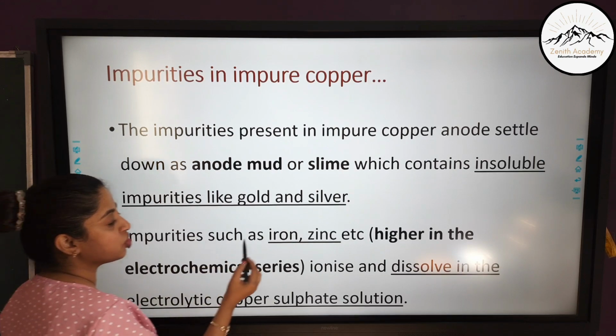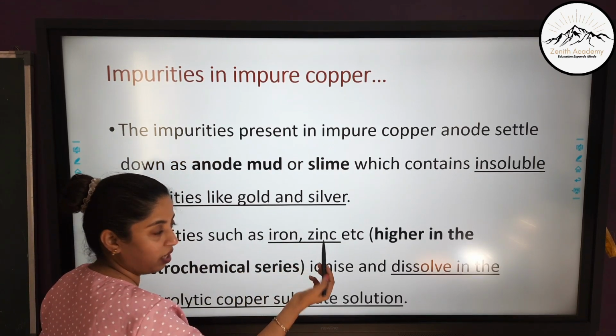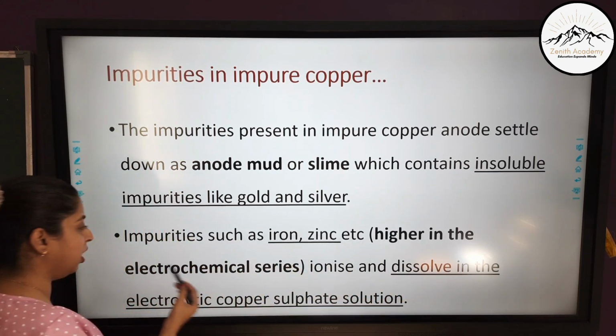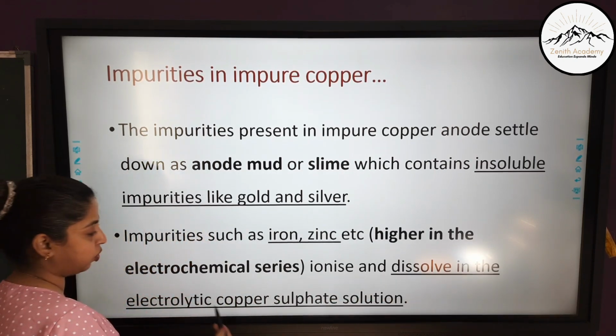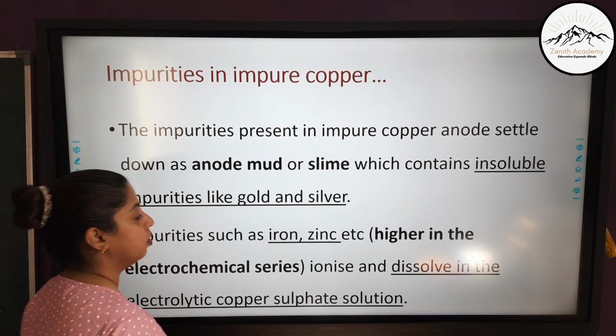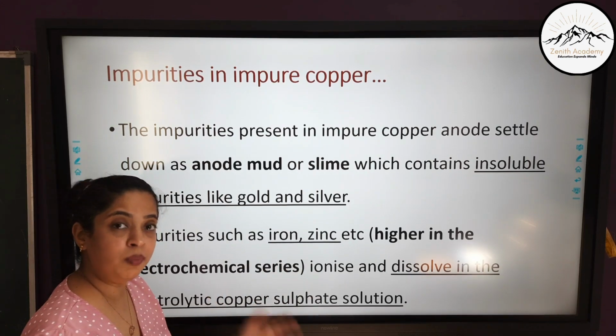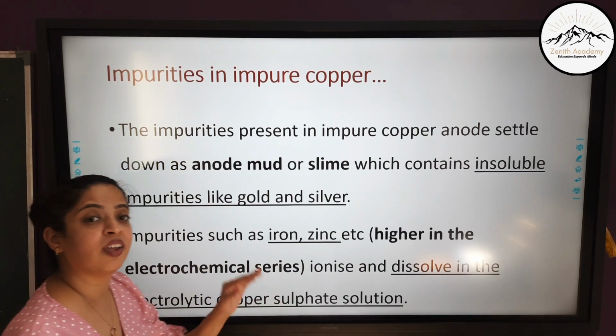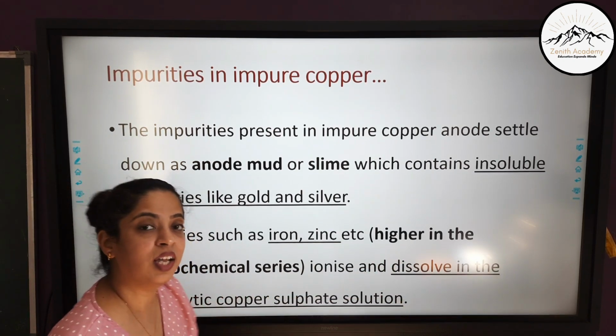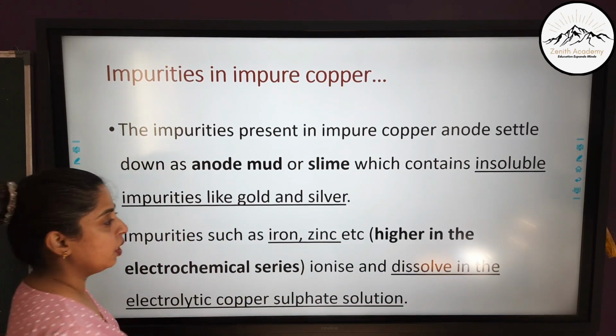Now the impurities such as iron, zinc, etc., which are higher in the electrochemical series, ionize and dissolve in the electrolytic copper sulfate solution. So iron and zinc are the soluble impurities which are higher in the electrochemical series; they ionize and dissolve in the electrolytic solution.